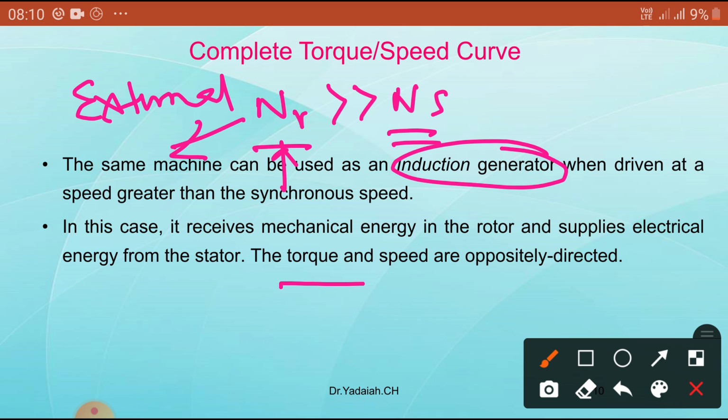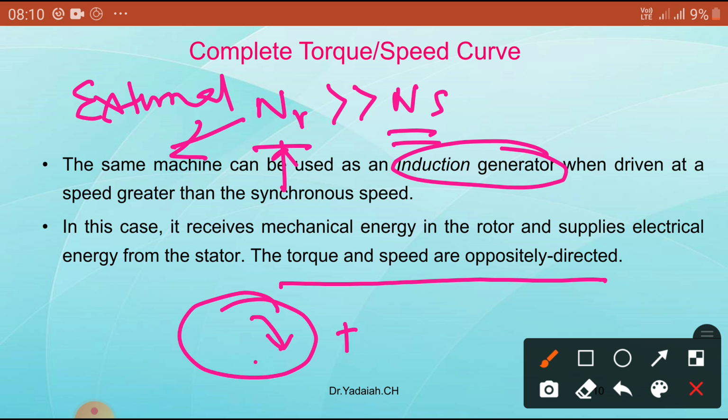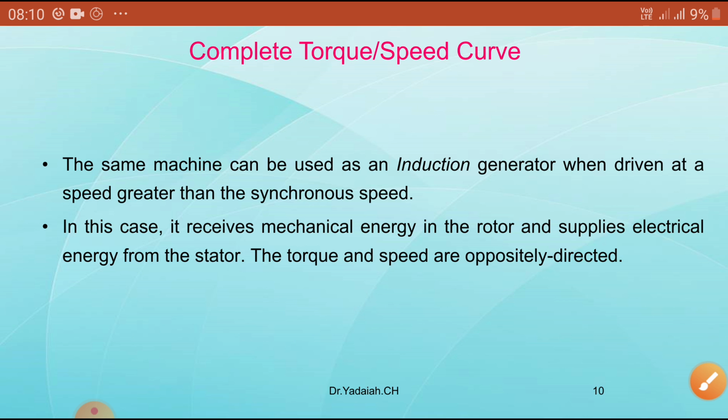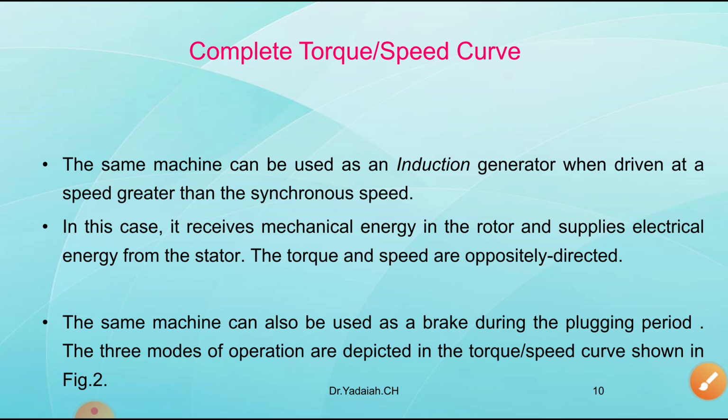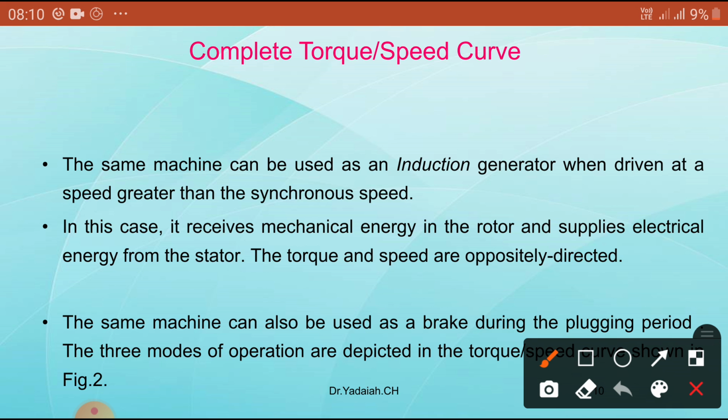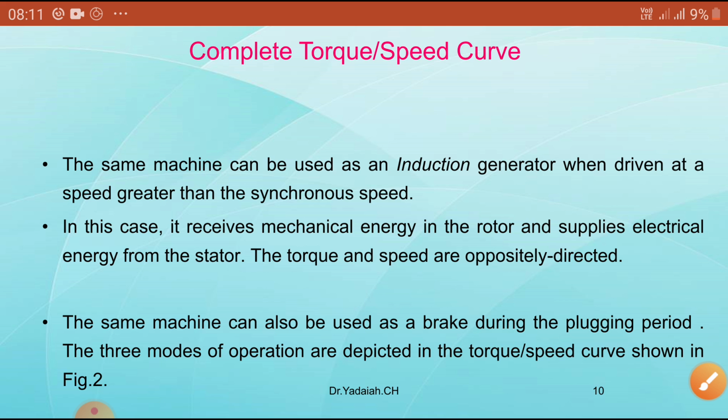The torque and speed are in opposite directions. For example, if the torque is in this direction, then the speed is in the other direction. In the previous case they were in the same direction; here they are opposite. We will see a graph also. The same machine can also be used in braking mode, the plugging mode. We will see what plugging is. The 3 modes of operation are depicted in the torque-speed curve shown in the figure.